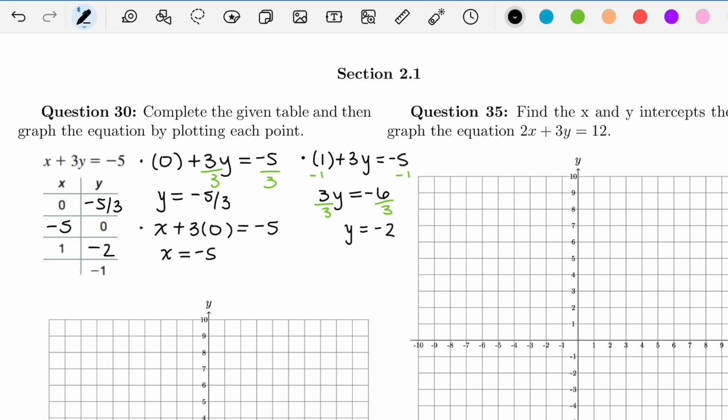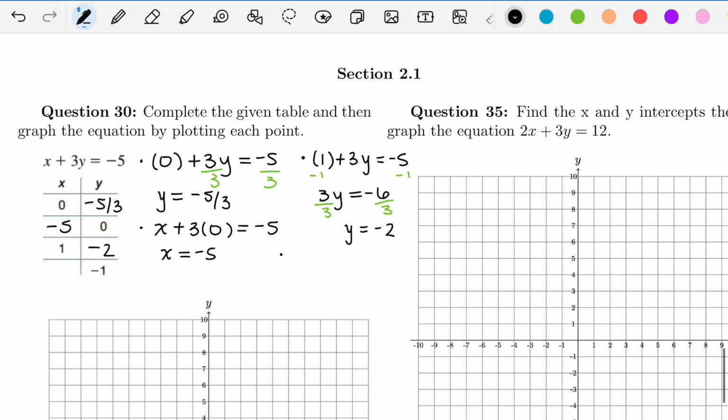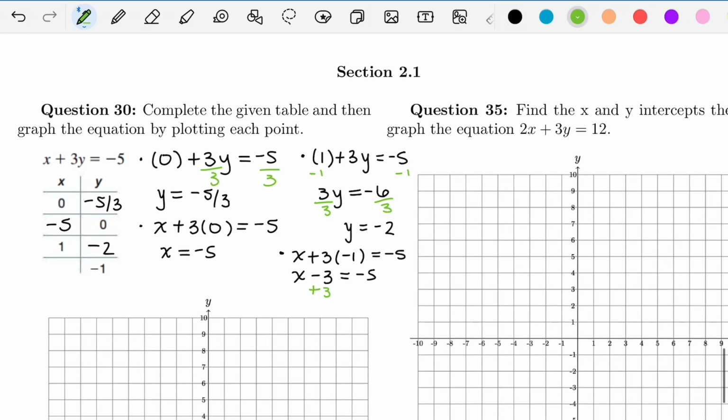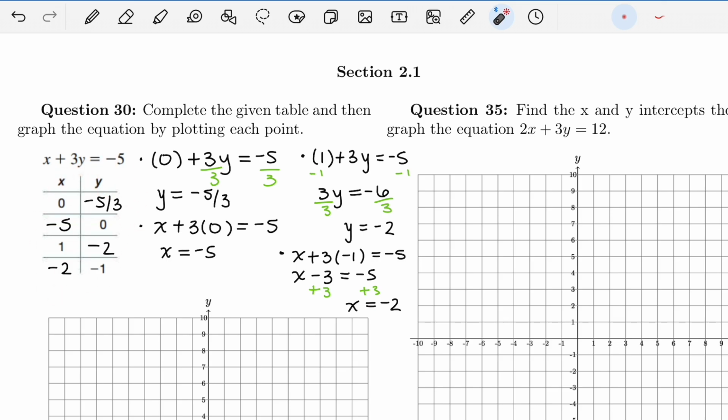And then lastly, we want to figure out what x is going to be equal to when y is negative 1. So we're going to plug negative 1 into our equation. This gives us x minus 3 is equal to negative 5. And so we're just going to add 3 to both sides here. So this gives us x is going to be equal to negative 2 as well. All right, so what we'll do is plot these points here that are on this table and then connect them and graph our equation.